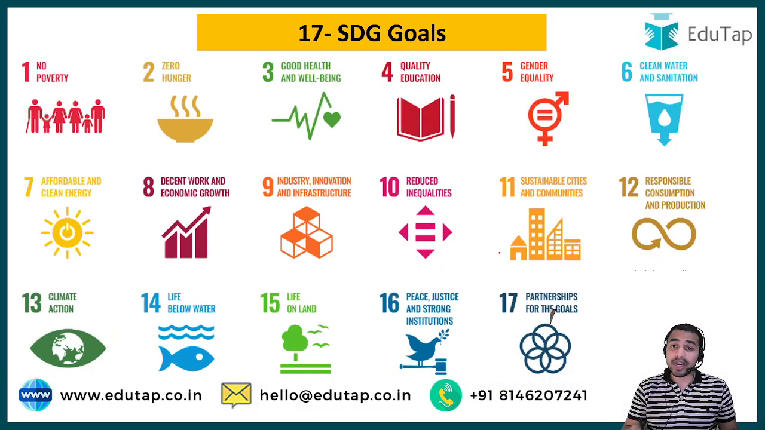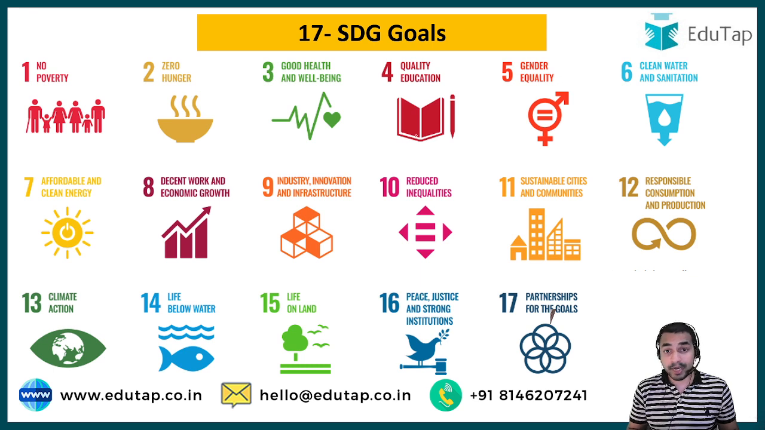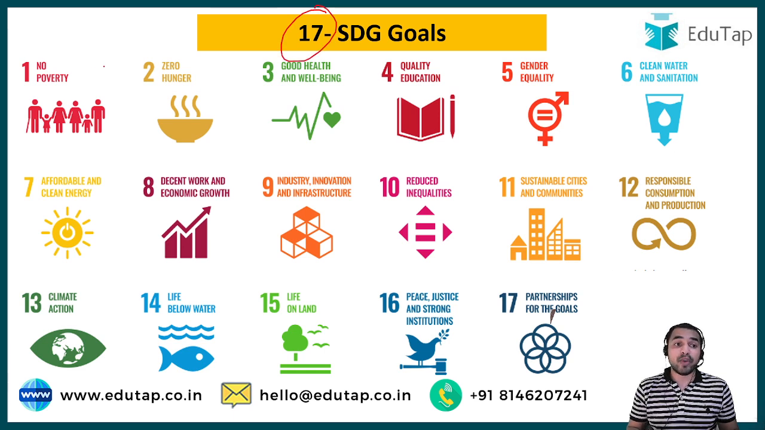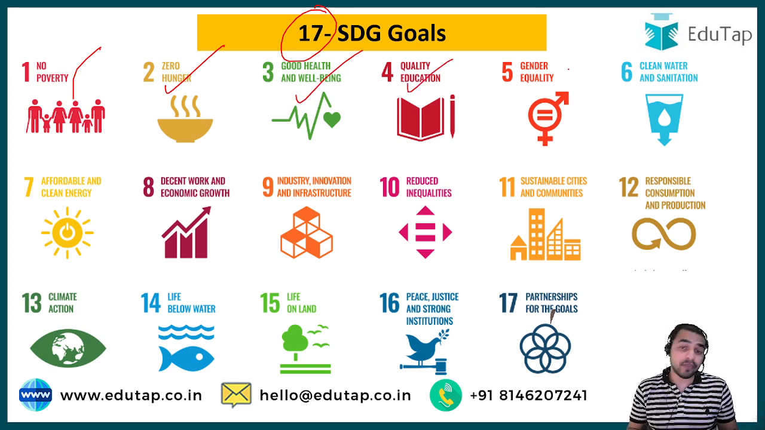So guys, now let's see what are the different sustainable development goals. So guys, if we talk about these sustainable development goals, there are a total of 17 goals, in which the first goal is related to no poverty, that is eliminating poverty from all over the world. Second goal is related to zero hunger. Third goal is good health and well-being. Fourth goal is ensuring quality education. Fifth goal is ensuring gender equality, and so on.